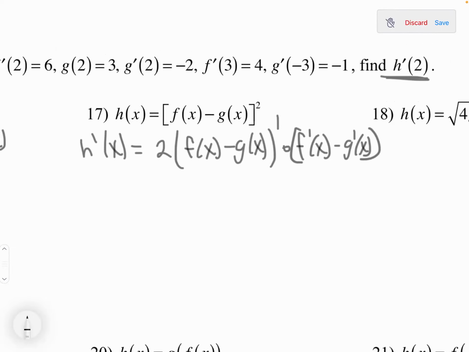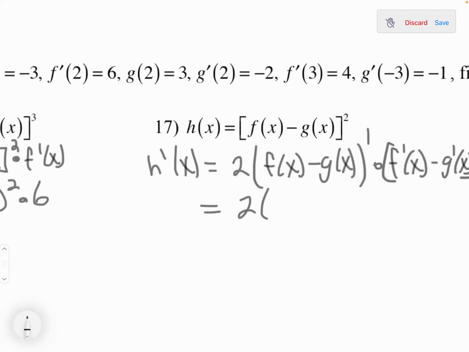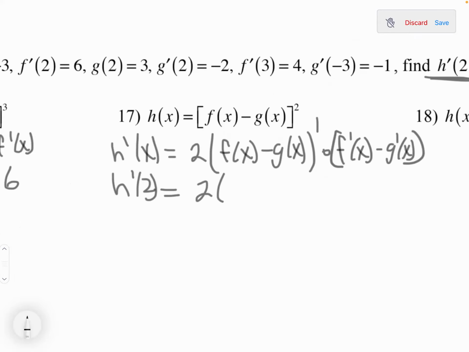So then we're going to look these things up on the chart. We get 2 times f of 2 for h prime of 2. f of 2 is -3, minus g of 2 is +3, times f prime of 2 is 6 minus g prime of 2 is -2. 6 minus -2 is really 6 plus 2.